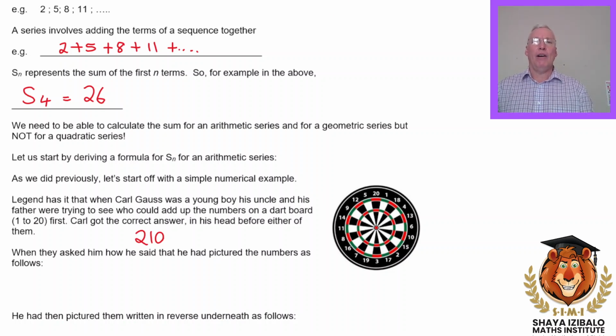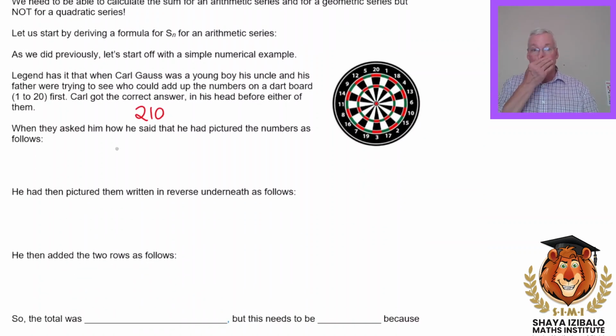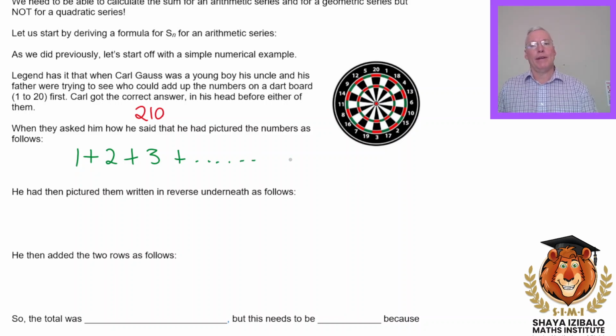They asked him, how did you get it? Because he didn't write anything down. What he said is, I pictured all these numbers, 1 plus 2 plus 3, the whole way up to 20. And then underneath, in my head, I pictured those numbers going the other way. 20 plus 19 plus 18, down to 1.